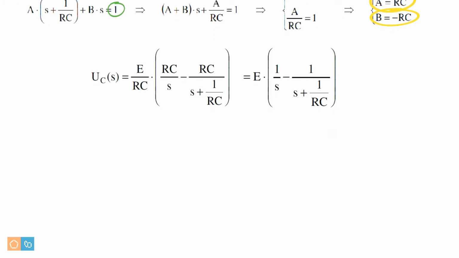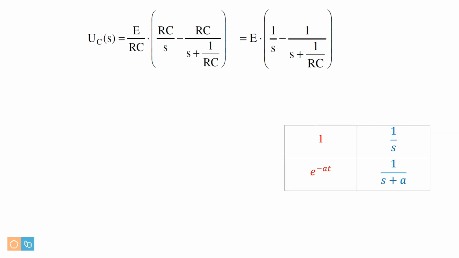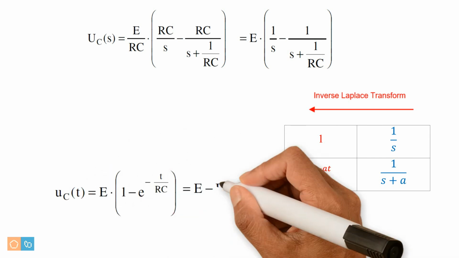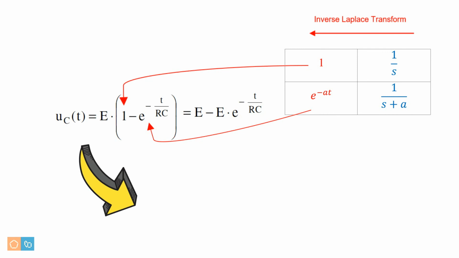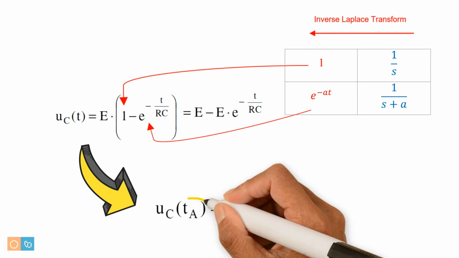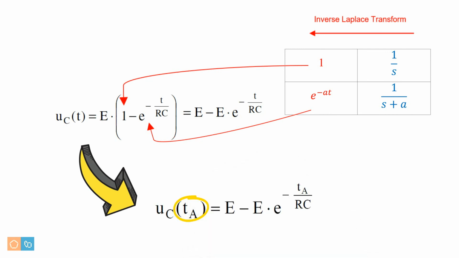Finally, to get to the solution of the differential equation, we must apply the inverse Laplace transform to both members of the latter expression. This analytical solution for the voltage UC allows us to determine the exact value of UC of TA, the value of UC at time TA, without resorting to values of UC at times prior to TA.